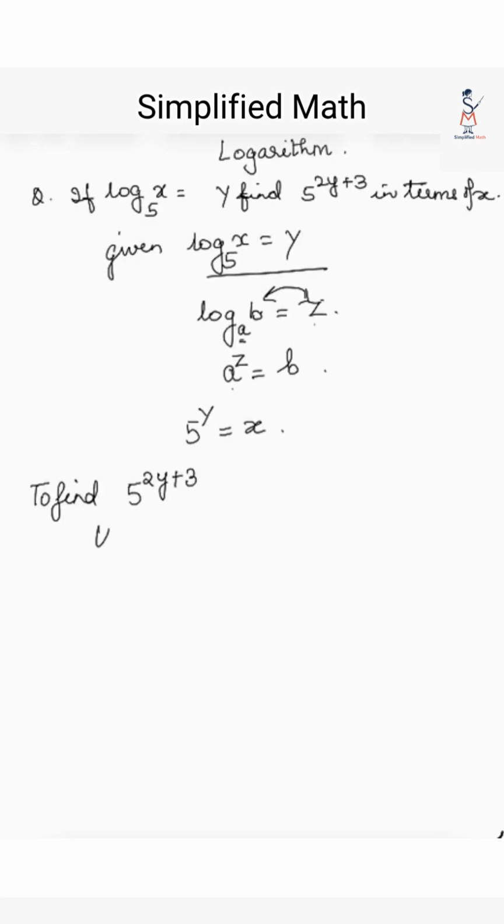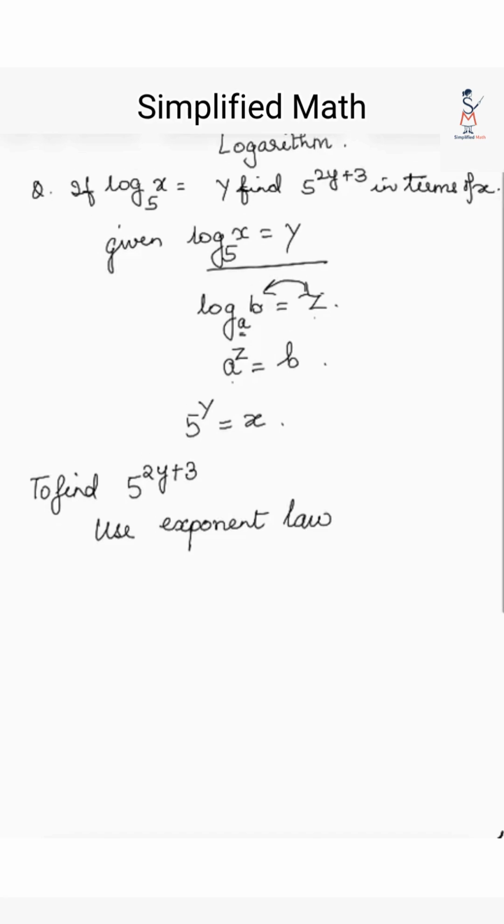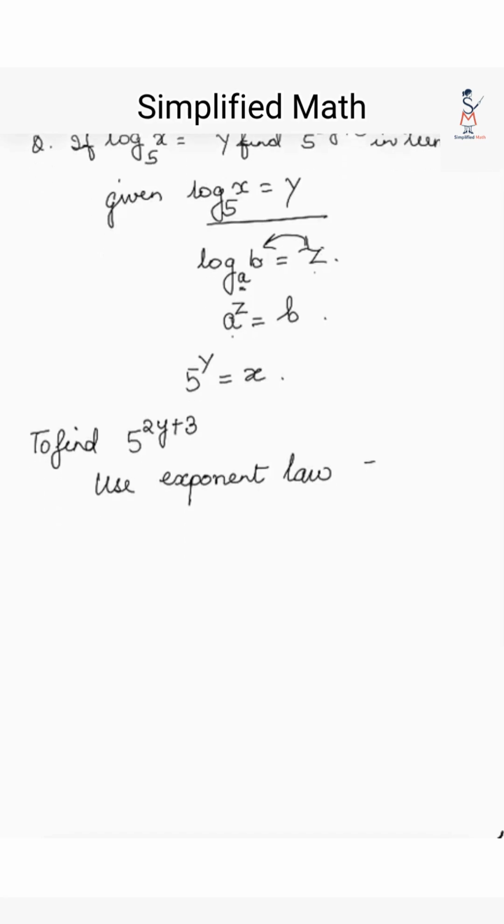Now again we will use the exponent law. What is the exponent law? It states that when two numbers, let it be a raised to the power m, is multiplied with another number with the same base but the powers are different, this a raised to the power m into a raised to the power n can be written as a raised to the power m plus n. Fine. This is the law.